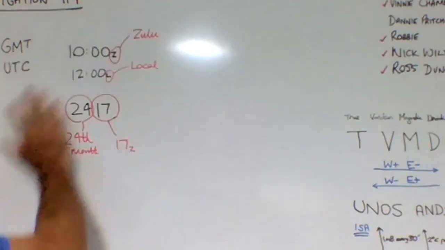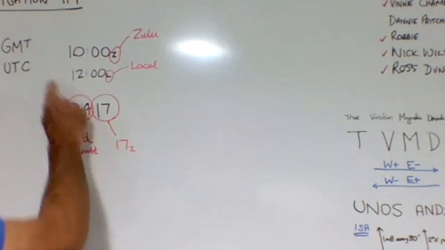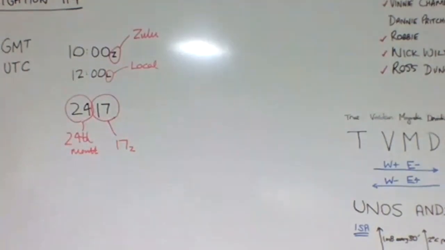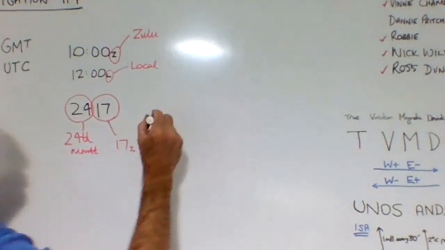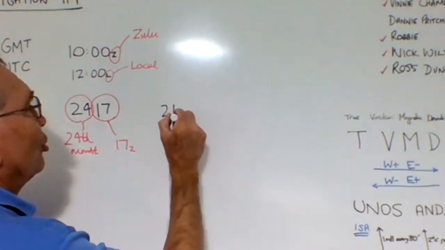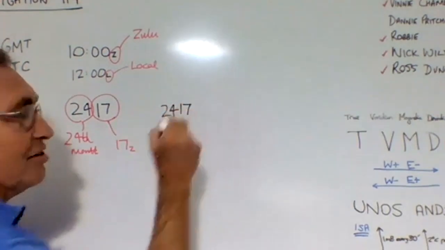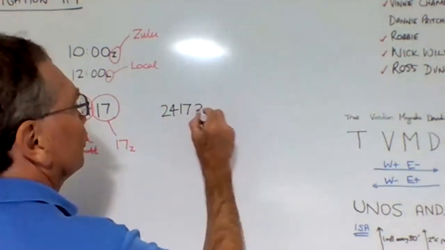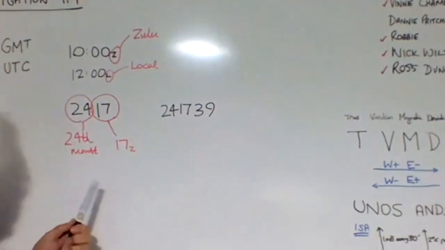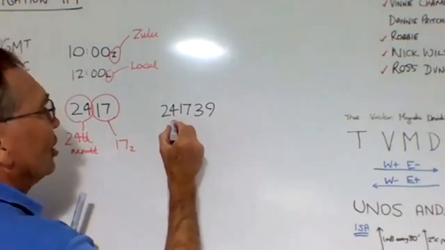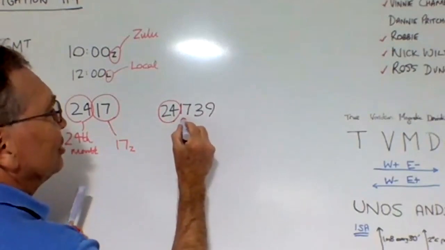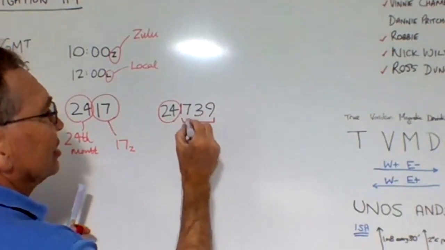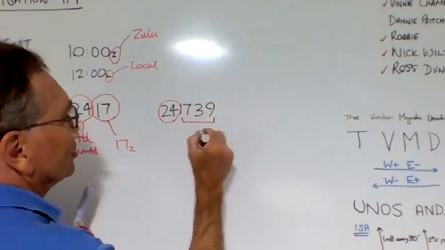So this is how you quite often see dates and times. Sometimes you will see a period. You might see something like 241739. And once again, this is the date of the month, and the 1739 is hours and minutes Zulu.